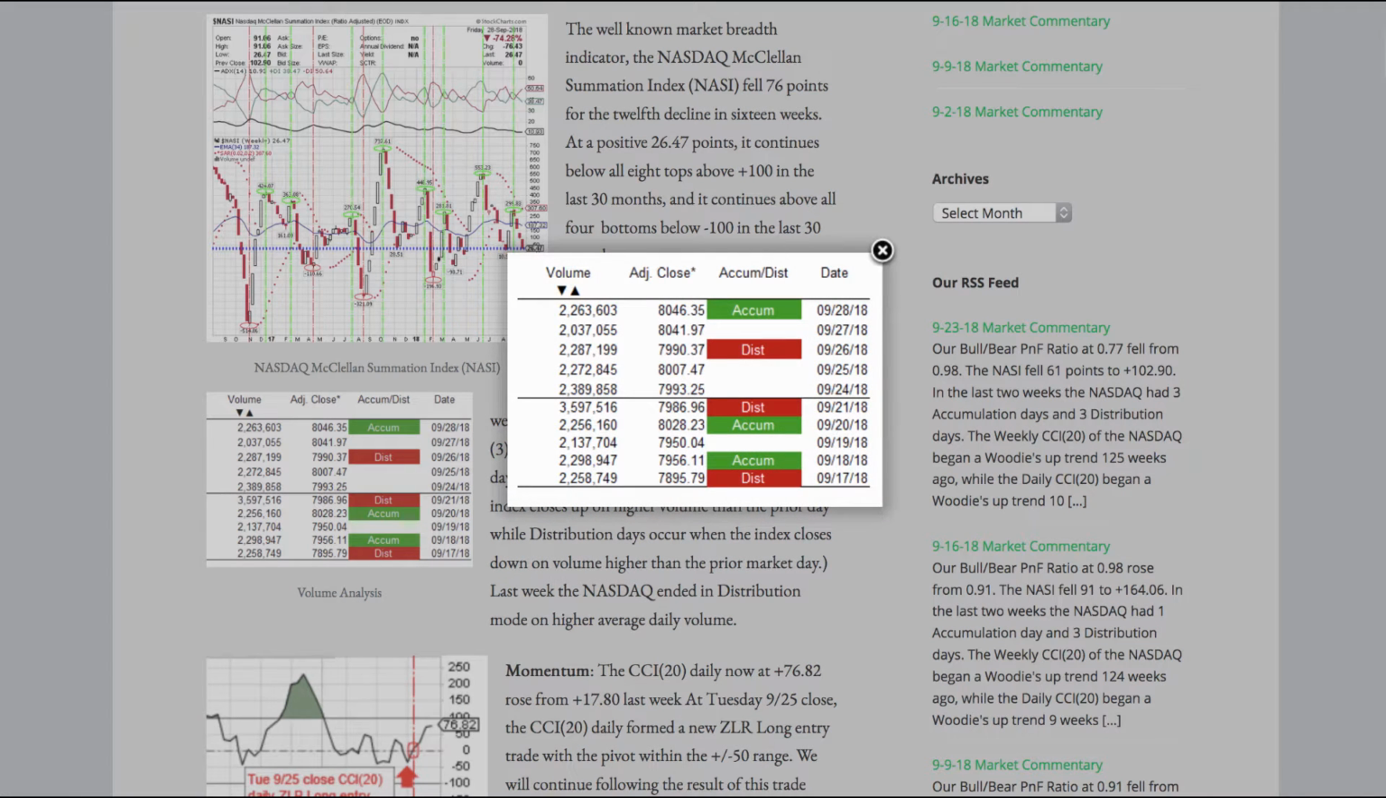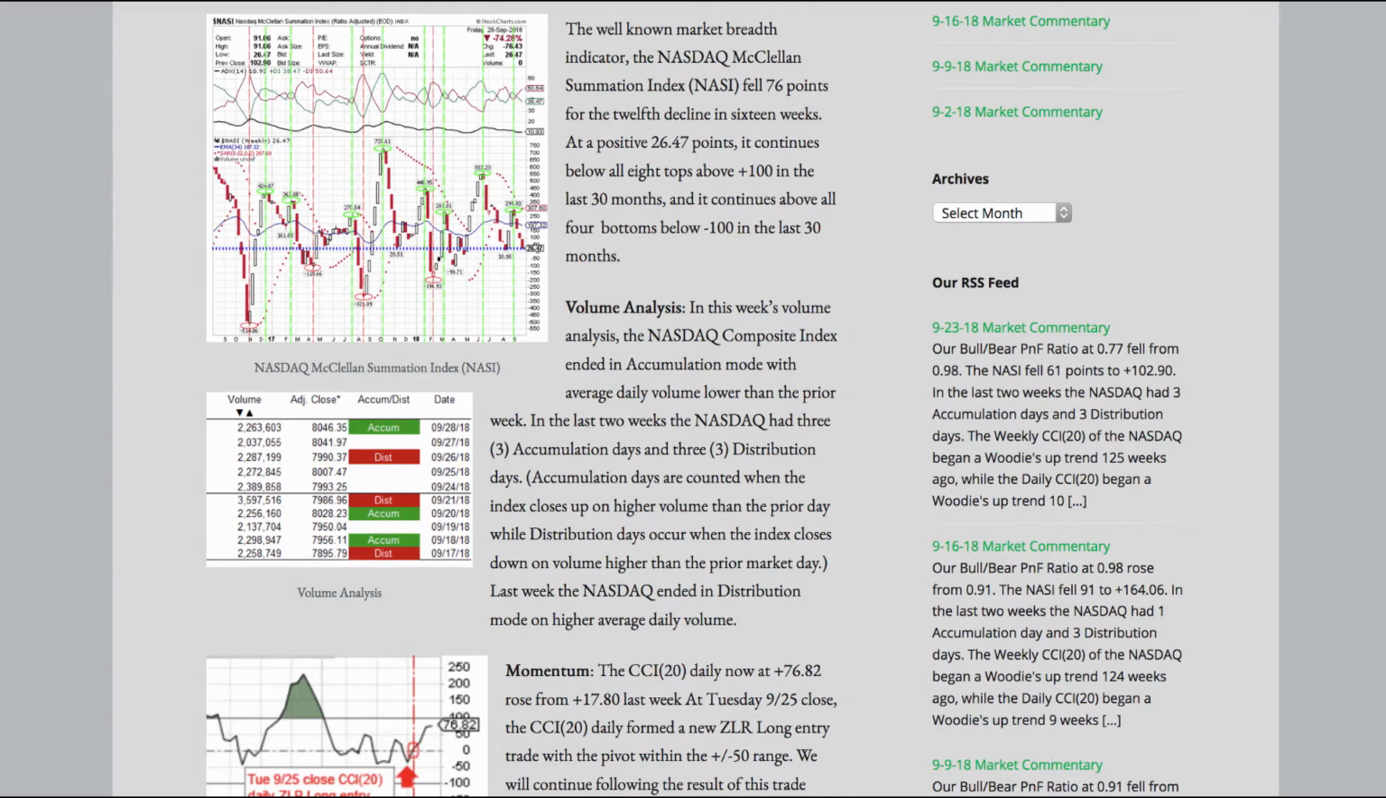Volume analysis. In this week's volume analysis, the Nasdaq Composite Index ended in accumulation mode, with average daily volume lower than the prior week. In the last 2 weeks, the Nasdaq had 3 accumulation days and 3 distribution days. Accumulation days are counted when the index closes up on higher volume than the prior market day, while distribution days occur when the index closes down on volume higher than the prior market day. Last week, the Nasdaq ended in distribution mode on higher average daily volume.